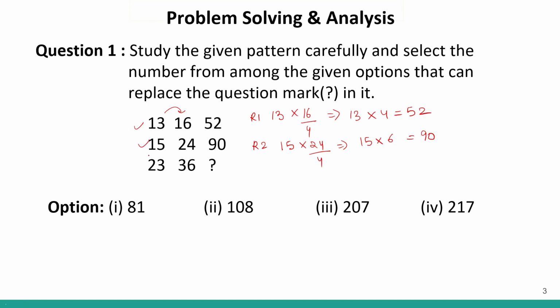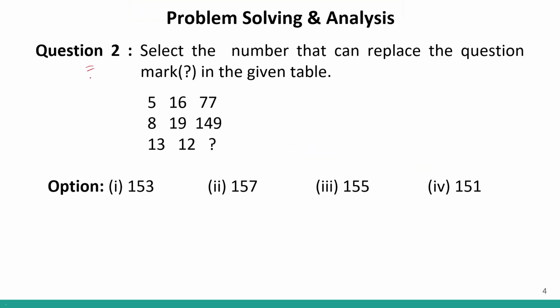So let us apply the same logic to row 3. So in row 3, it will be 23 into 36, which I'll divide by 4. So this will be 23 into 9, 4 9s are 36. So if you multiply this, 9 3s are 27, 2 carry here, 9 2s are 18, then plus 2, 207. So my answer will be option number 3, 207. Clear? This is how you solve questions on logical grids. Now let us move on to question number 2.